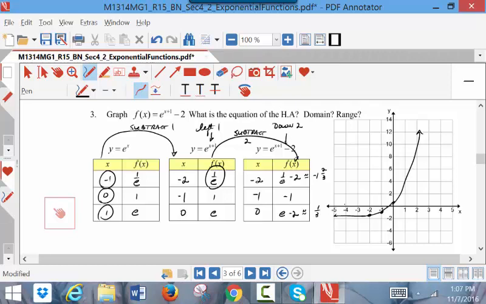So when you went down 2, that would make this horizontal asymptote come down 2 from its original position on the x-axis, making your horizontal asymptote y equals negative 2. So with e, we do a little more kind of estimating, and you can put e on the calculator if you really want to see the decimal values.